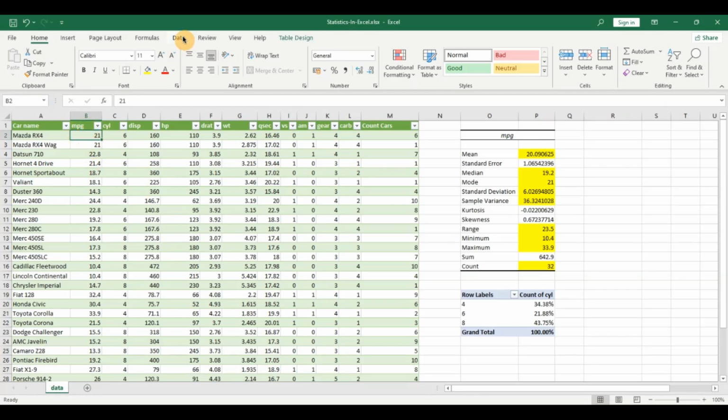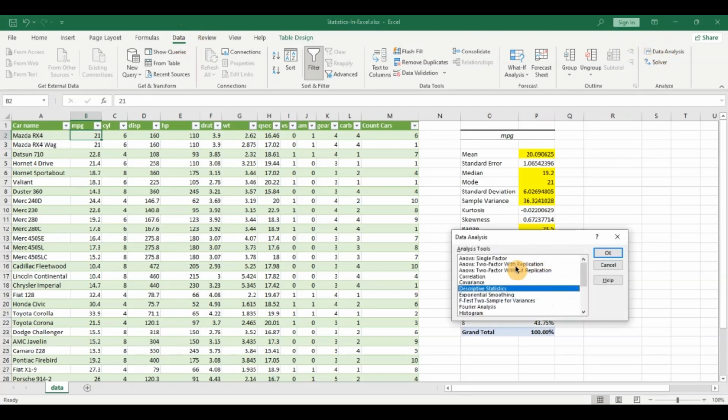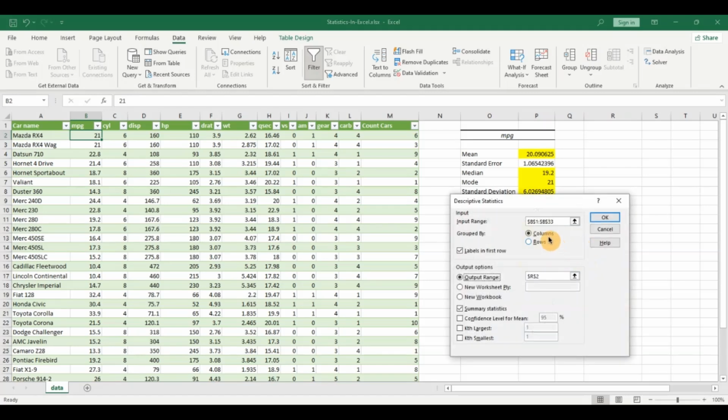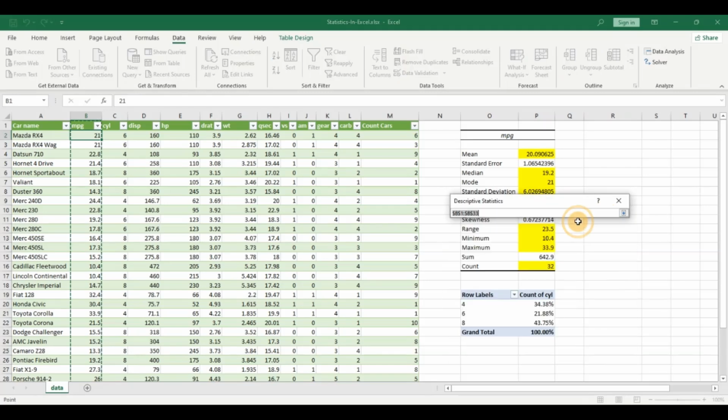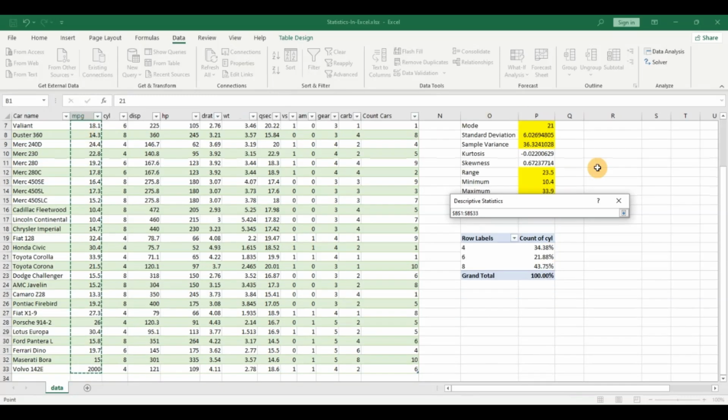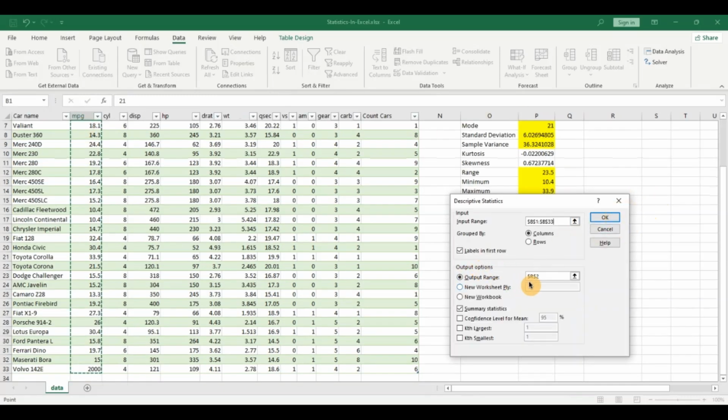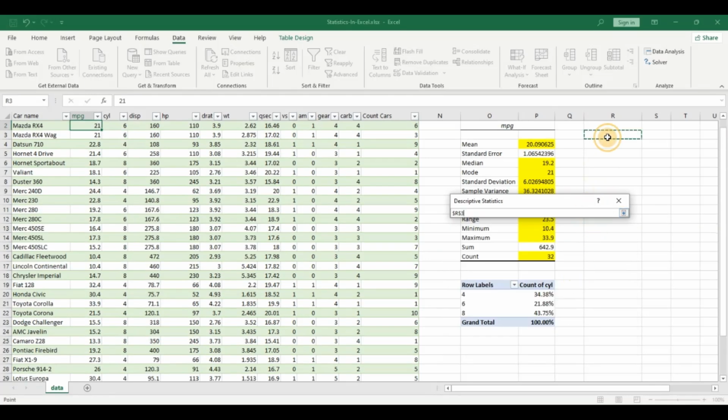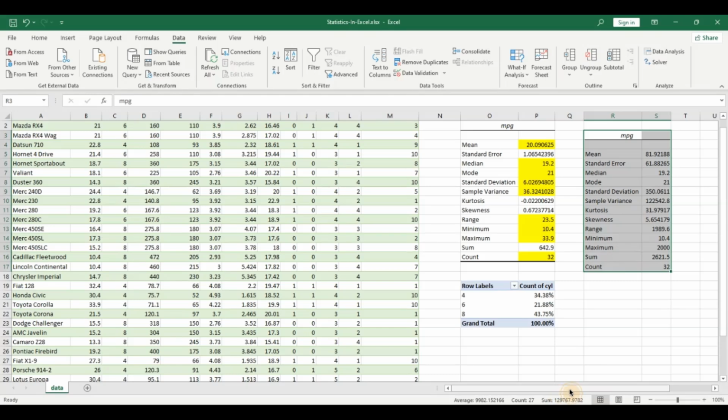I'm going to go to Data, select Data Analysis, and click on Descriptive Statistics. Let me select the same miles per gallon column again, with Control Shift Down, and give the output range, select here, and click on OK. So again, let us see what has happened now.